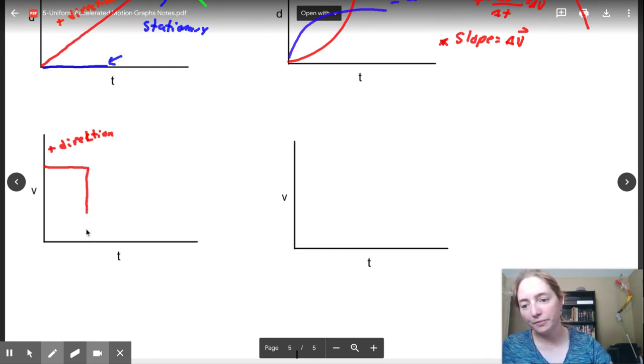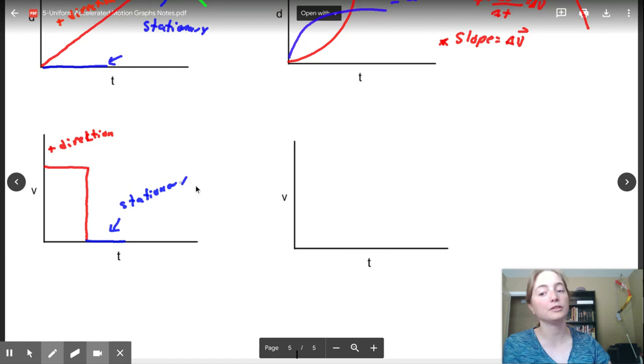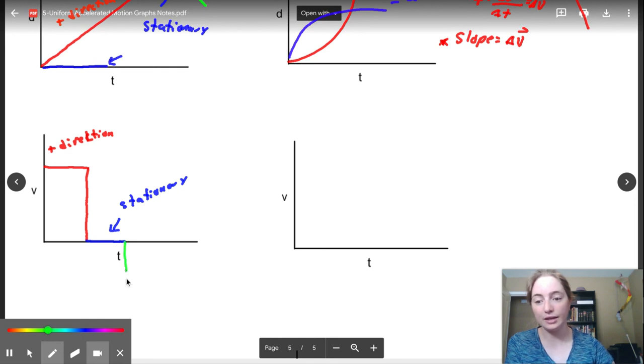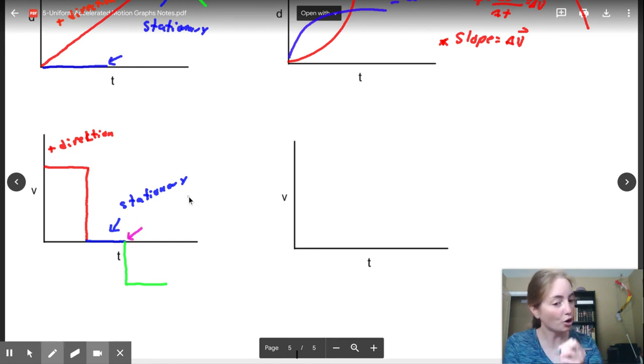Then if we jump down here, this blue line, what does that blue line mean, guys? That blue line is stationary. On a velocity time graph, when you have zero velocity, that's when you're stopped. Okay. Now this section here, I'm going to write that in purple, that when you cross that x-axis, that is a change in direction.